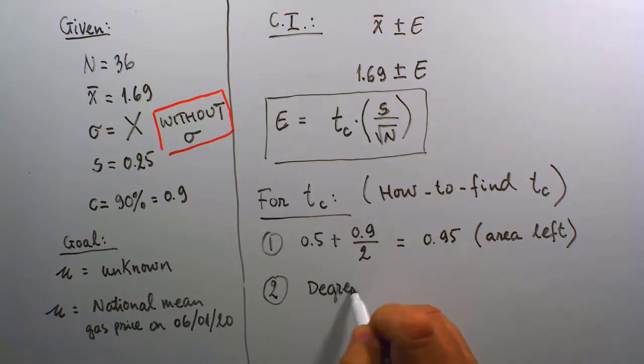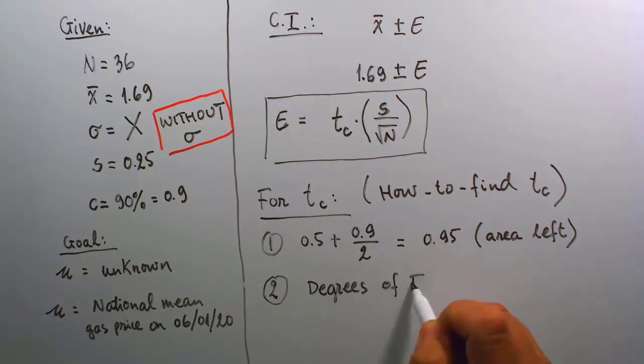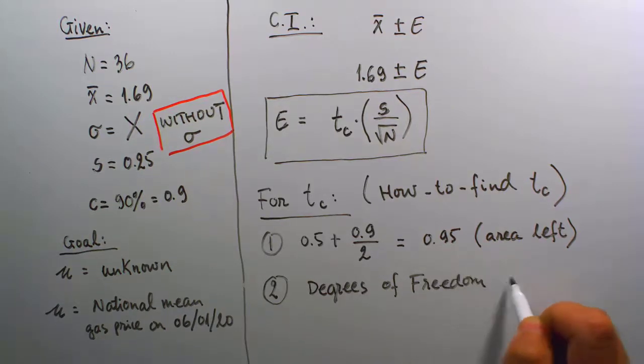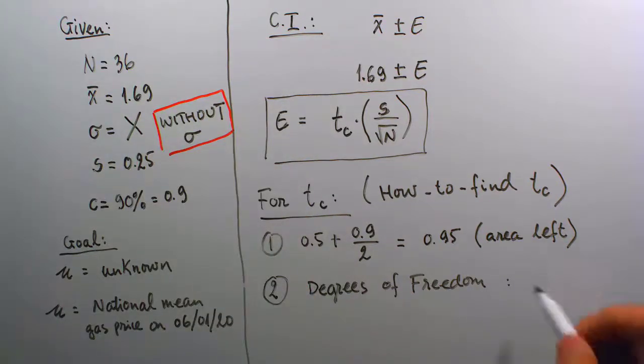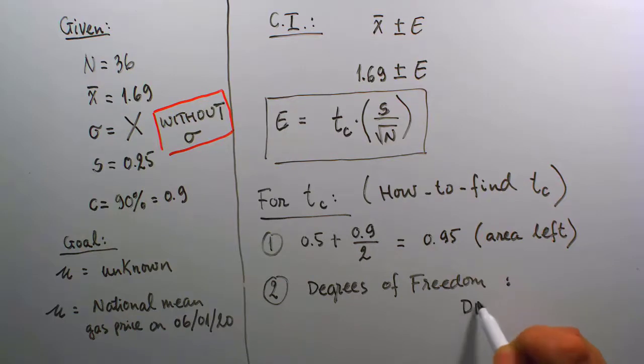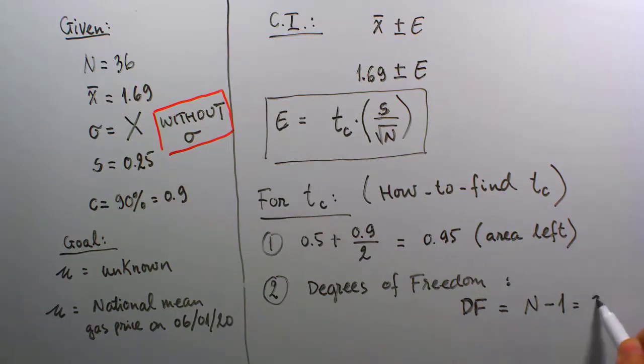Then step 2, for the first time I'm introducing what's called the degrees of freedom. Any sample that we're using has degrees of freedom. I'm going to use the shorthand abbreviation DF, which stands for degrees of freedom. For any sample, the degrees of freedom comes out to be the sample size minus 1. In our case, 36 is our sample size, and we subtract 1. So this sample will have degrees of freedom of 35. And that's our degrees of freedom.